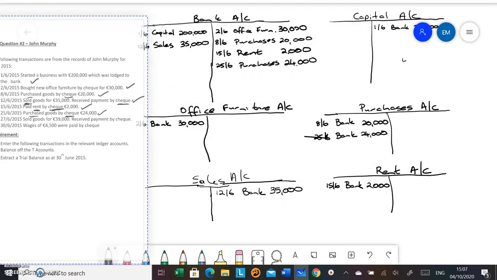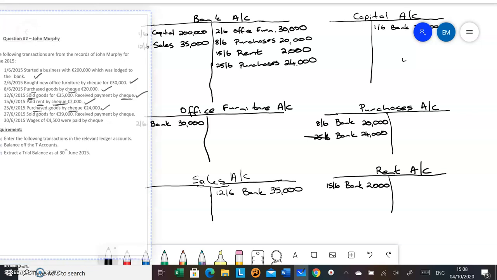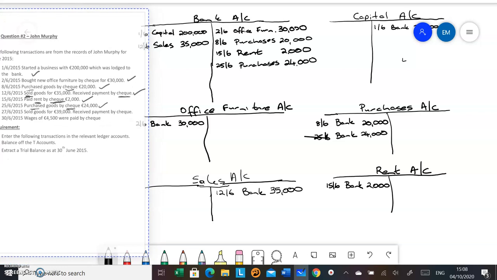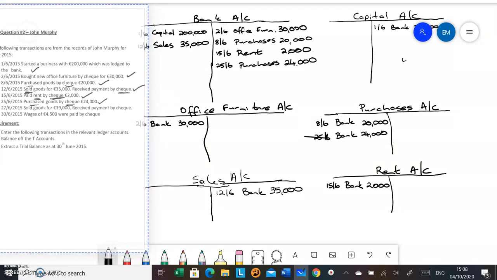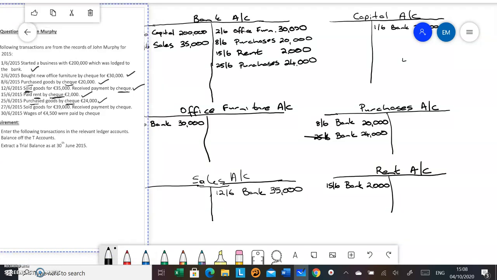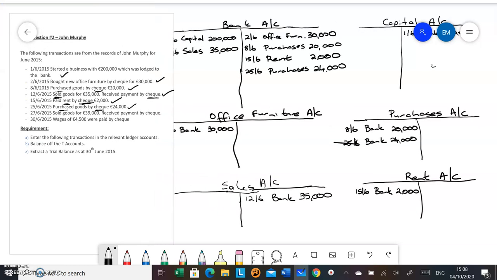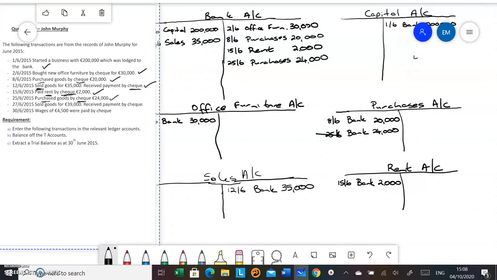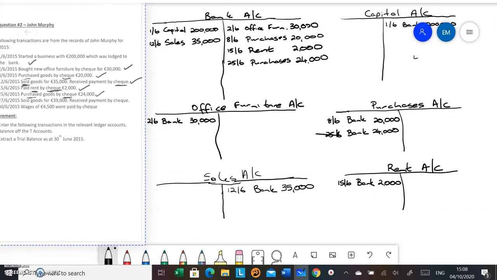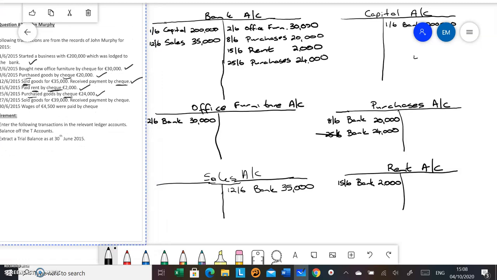And on the 27th of June, the business sold goods for €39,000 and received payment by check. And again, this is very similar to the transaction on the 12th of June. You sold goods and you received the payment by check. So with regards to a sales transaction, sales is income and income is always credited. So you go down to your sales account.